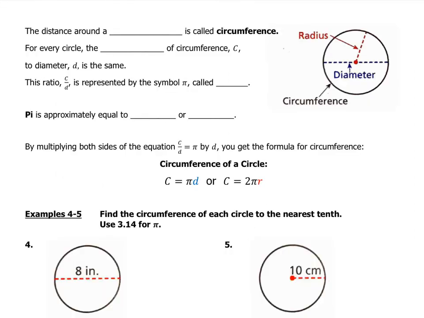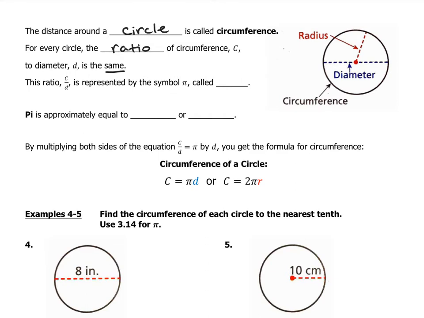Okay, looking at the back side, when we're talking about circles, the distance around a circle is not called the perimeter. We actually call that the circumference. So the circumference of a circle is the distance around the circle. For every circle, the ratio of the circumference, C, to the diameter, D, is always the same. If you take the circumference divided by the diameter, you always get the same number.